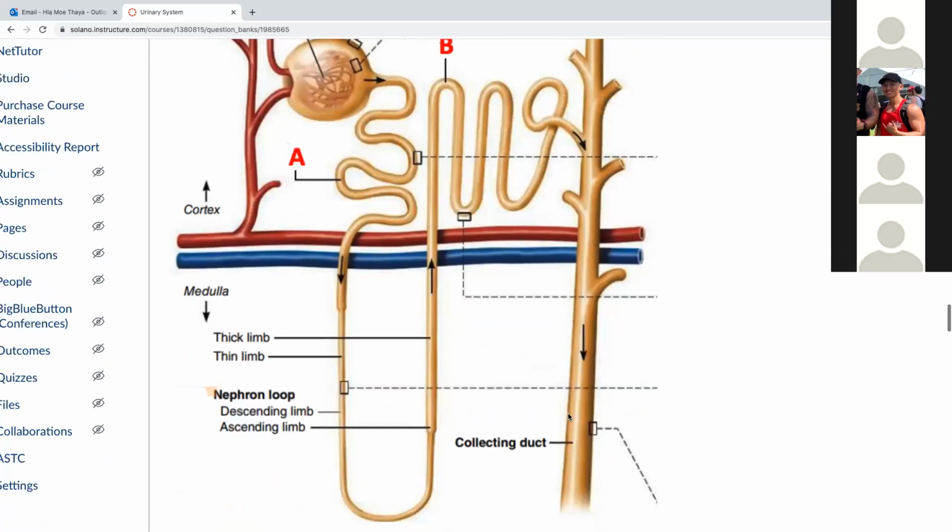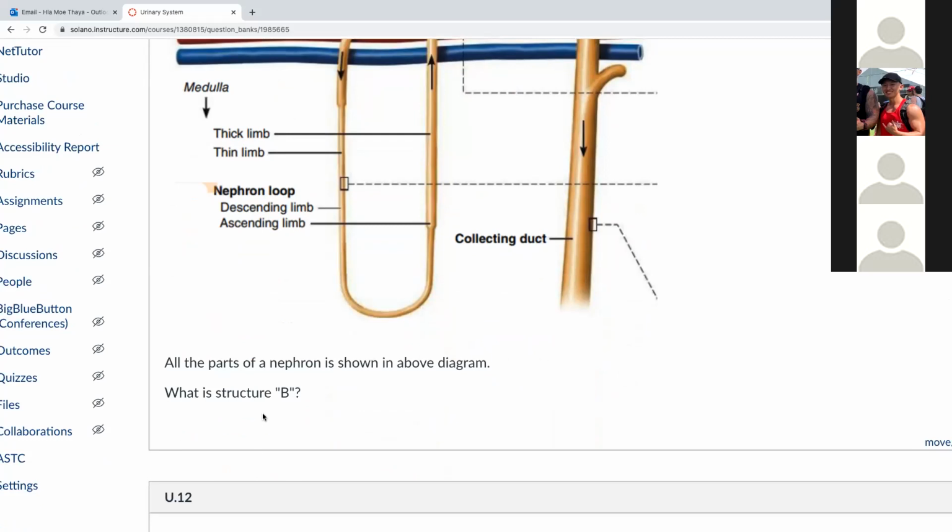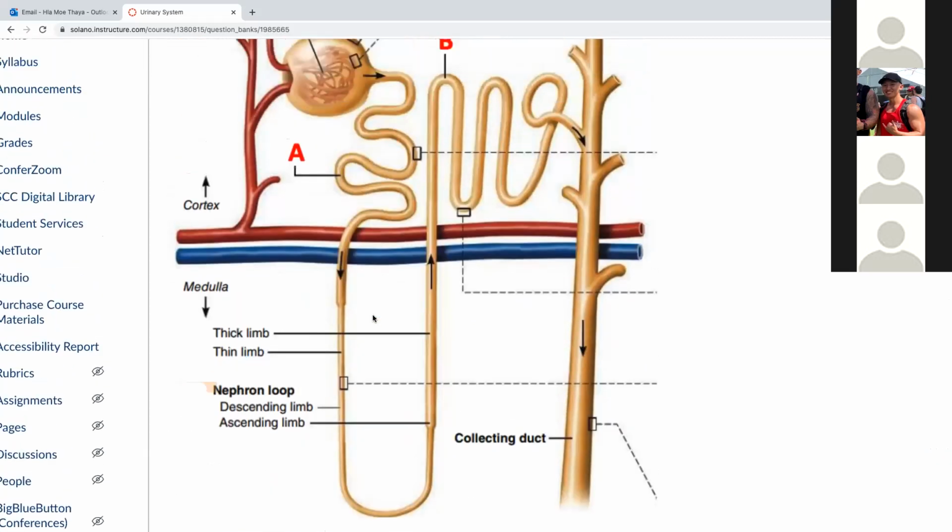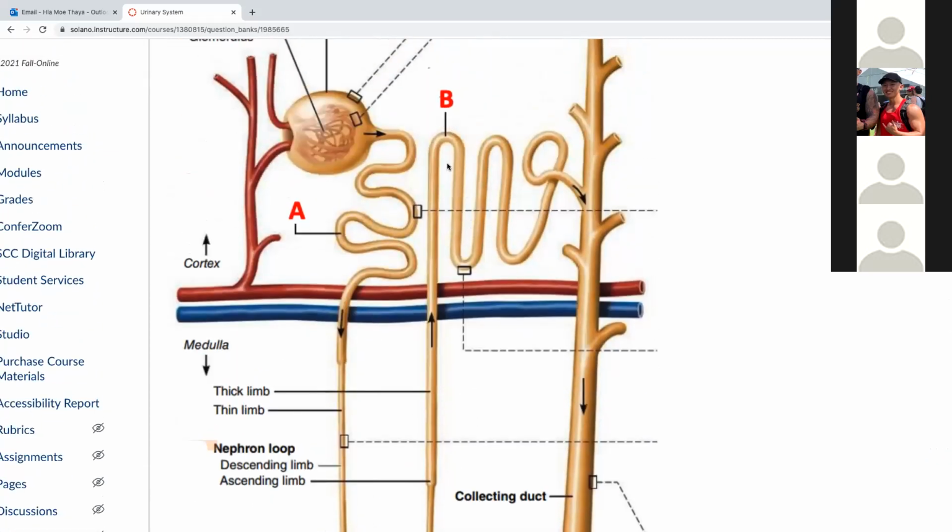Okay, and what is the question here? What is structure B? B is distal convoluted tubule. Yeah, distal convoluted tubule. A is the proximal convoluted tubule.